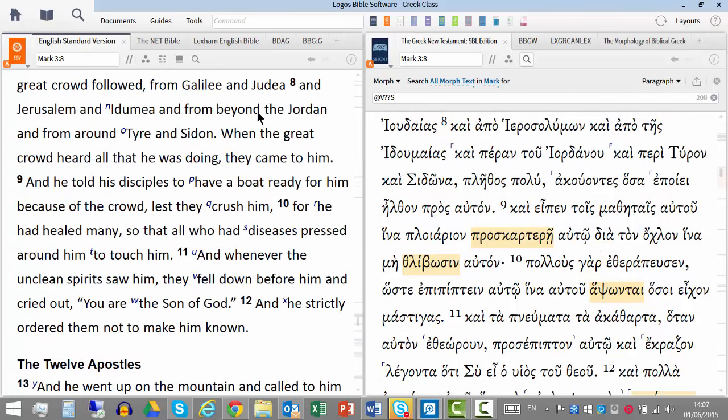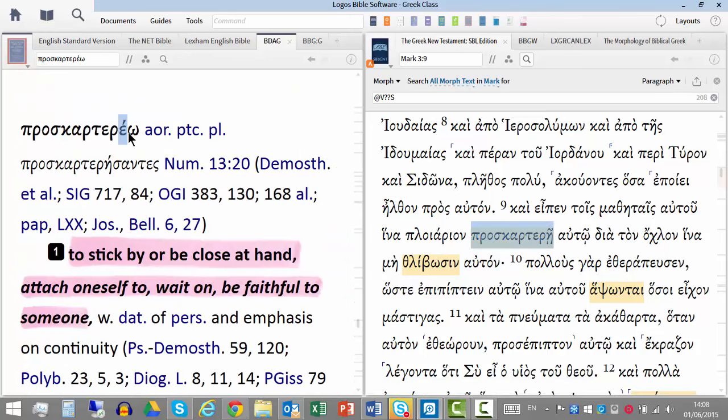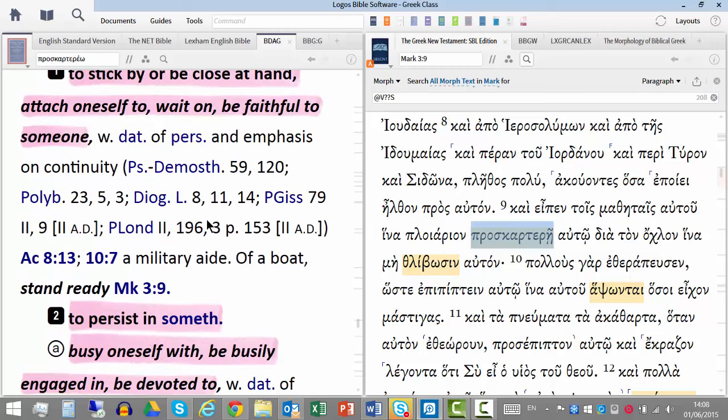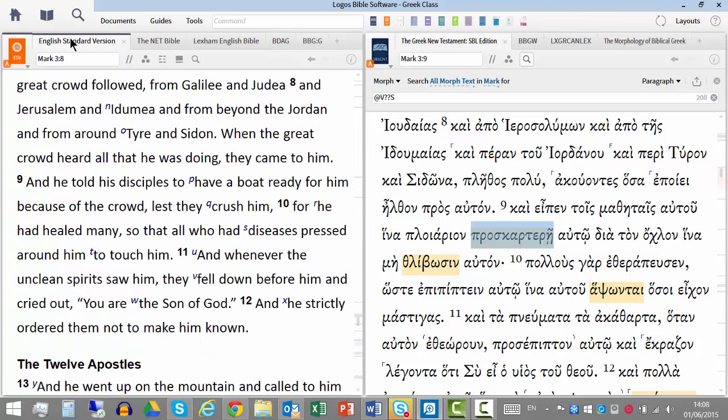If we continue into verse 9, we're going to find proskarterē, from, it's going to be an epsilon contract, proskartereō. You can see the pros is a preposition in compound, kartereō, and it means to stick by or to be close at hand, to attach oneself to, or it means to busy oneself with. So there's a few possible glosses. We're not wanting to spend too much time on the glosses, so if I select that, you'll see the ESV translated to have ready. What is it? What are we looking at? Proskarterē.